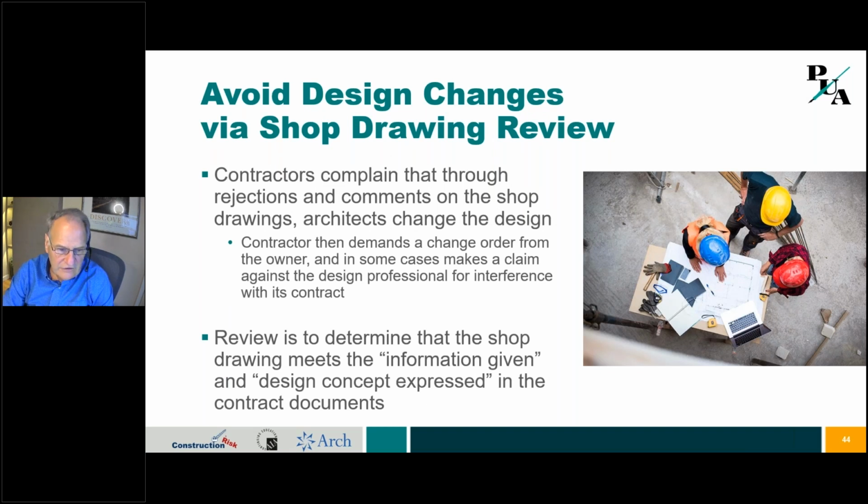Okay, it's similar to RFIs. Avoid making changes in your design by approving shop drawings. You know, contractors complain that through the rejection and comments on shop drawings, the architects are changing the design. Be careful that you don't do that. Review is to determine that the shop drawing meets the information given and the design concept expressed in the contract documents. Next slide.